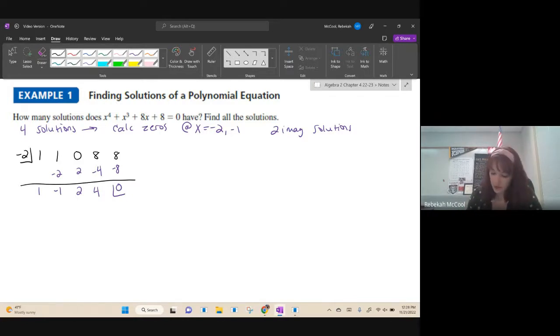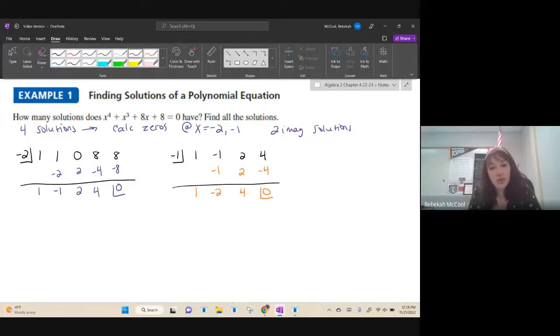Now we're going to divide out the second. I'll put -1 in my corner, and I make sure to use the result from the previous division. So I'll grab the 1, -1, 2, and 4. I bring down my first term and then multiply. -1 times 1 is -1. Add down to get -2. Multiply, -1 times -2 is +2. Add down to get 4. Multiply, -1 times 4 is -4. Add down to get 0.